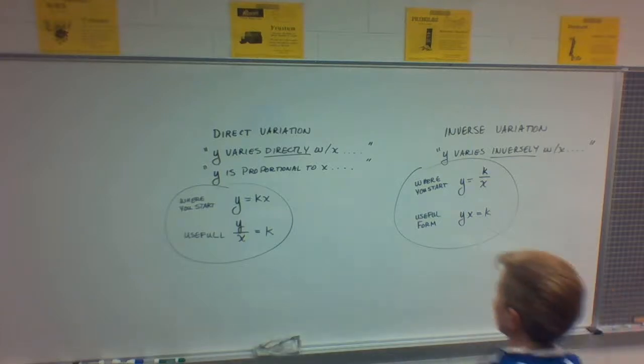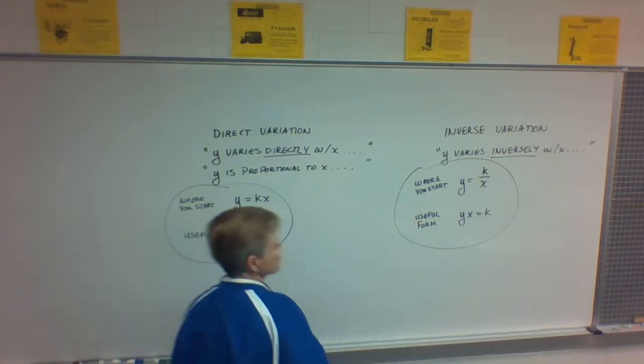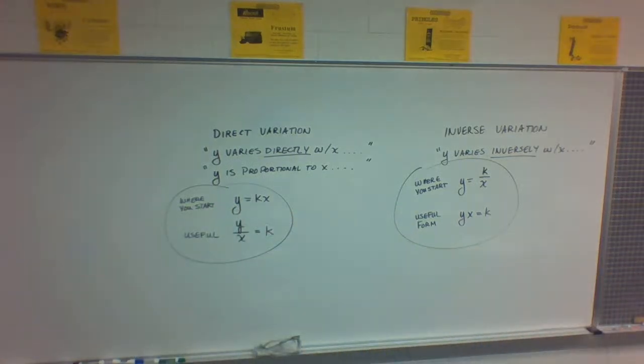This is where the useful forms come in. What could you do to investigate whether this set of numbers represents a direct, an inverse, or none? You could, but there's a better way. This is what I said. Take a look at this.